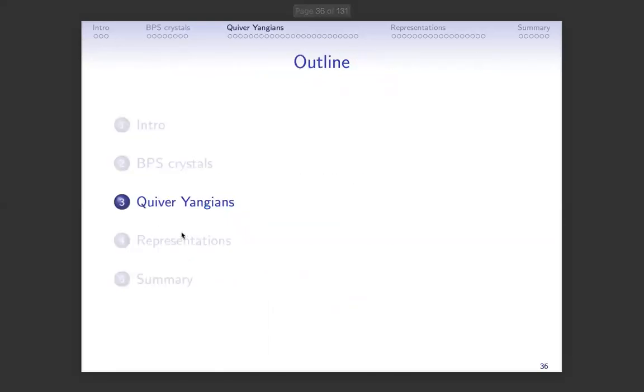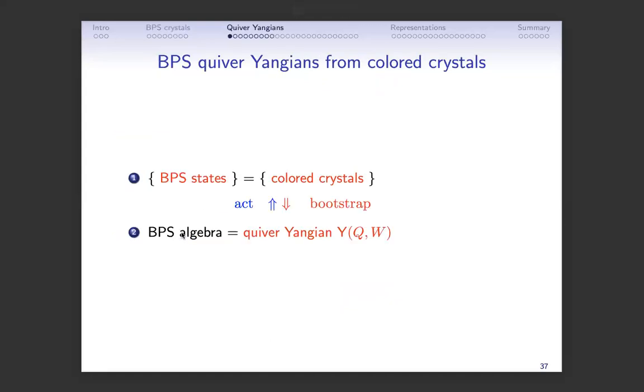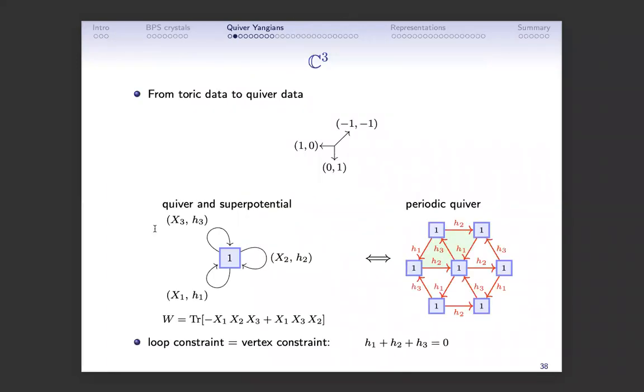Now I've just finished describing these BPS states in terms of molten crystals. Now I'll explain how to use this information to construct the quiver Yangian as a BPS algebra. Because for C3 the answer is known, let me first explain how C3 works, and then I'll generalize to generic toric Calabi-Yau. This is the C3 data: this is the quiver, this is the superpotential, and this is the corresponding periodic quiver. In this case, the loop constraint is the same as the vertex constraint, which is just h1 + h2 + h3 = 0.